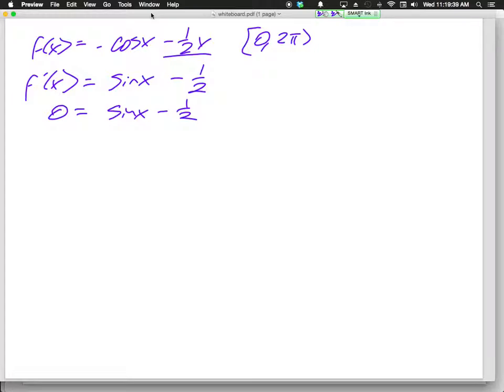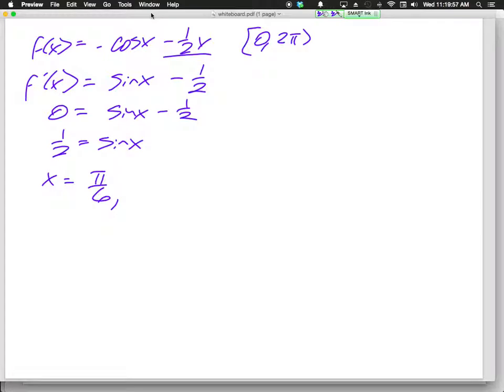So I add the 1/2 over, and then I ask myself, when does sine equal 1/2? At 30. What is 30? Pi over 6. In calc, we use radians. So it's going to be pi over 6.